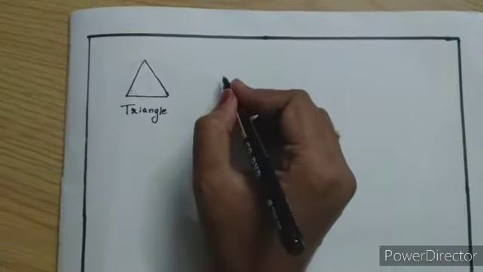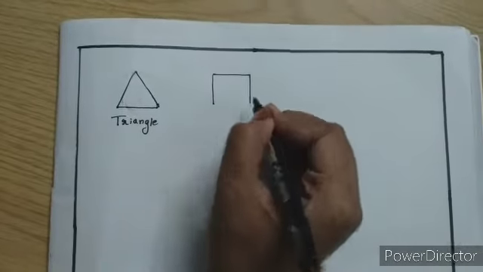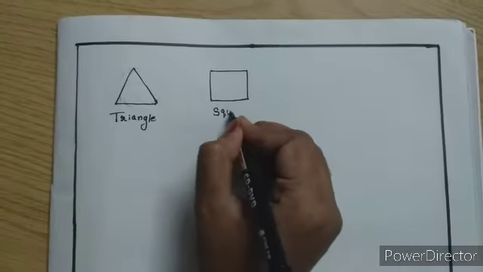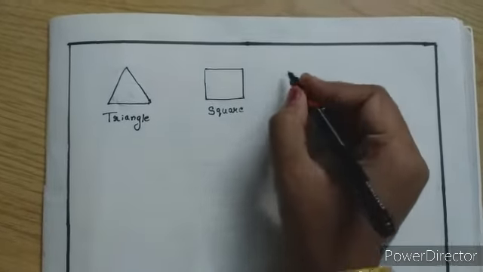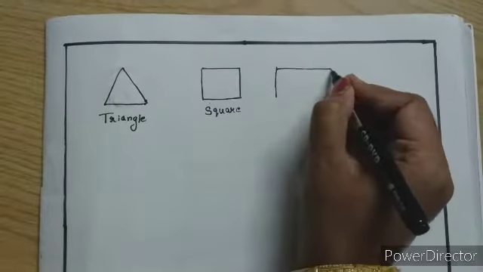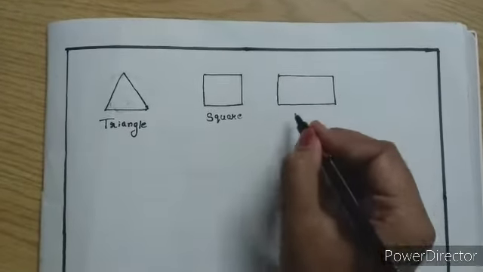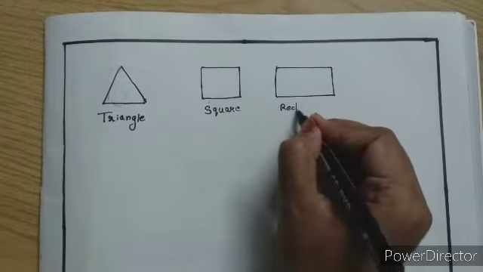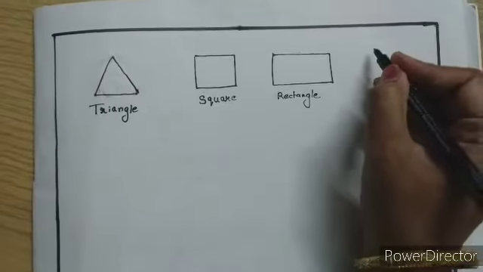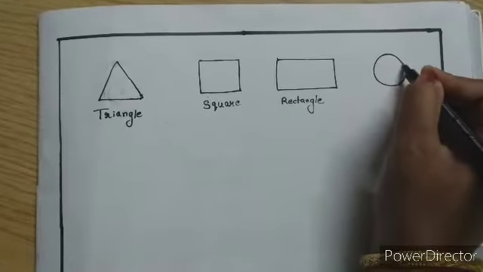Okay, now the next shape, square. Next one, rectangle. The next shape, circle.